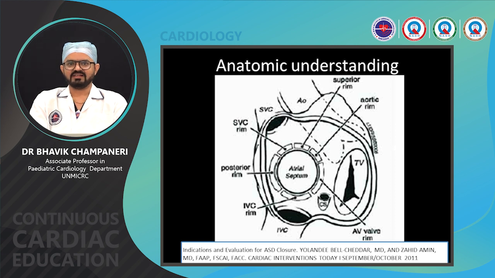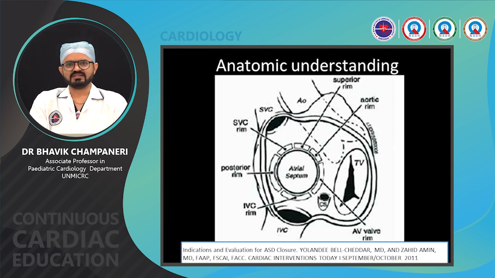And based on adequacy of this rim, we decide whether this ASD device is possible in this patient or not. And usually IVC rim, when it is deficient, these are the patients who may not be amenable for device closure. So the rims which are very important for successful ASD device closure include IVC and mitral rim or AV valve rim and posterior rim. So these 3 rims are very important, and assessment of this rim is very important when you are planning a patient for ASD device closure.